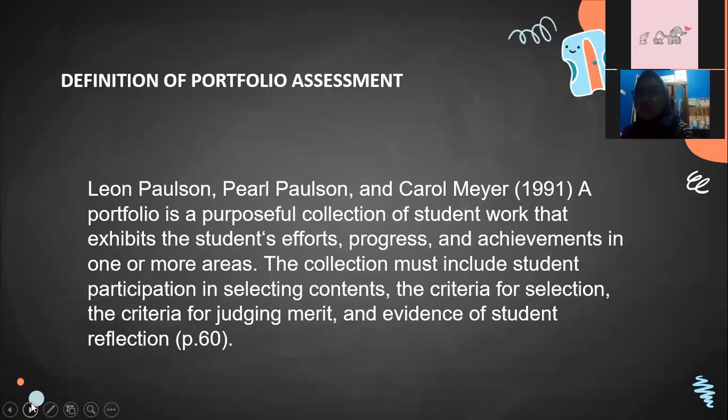The definition of portfolio assessment is from Leon Paulson, Pierre Paulson, and Carol Mayer in 1991. A portfolio is a purposeful collection of student work that exhibited the student efforts, progress, and achievement in one or more areas. The collection must include student participation in selecting contents, the criteria for selection, the criteria for judging merit, and evidence of student reflection.